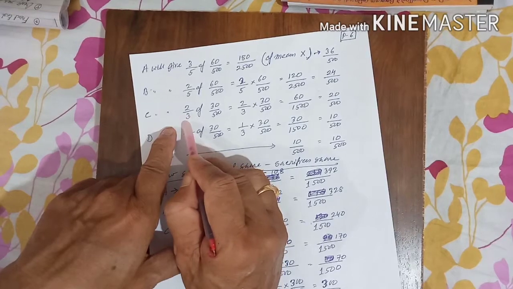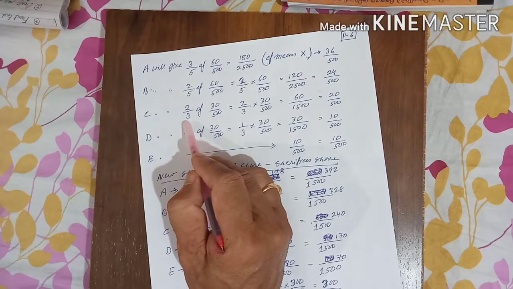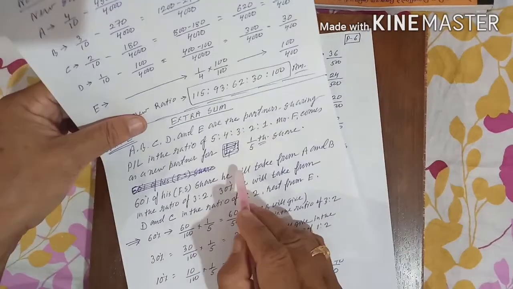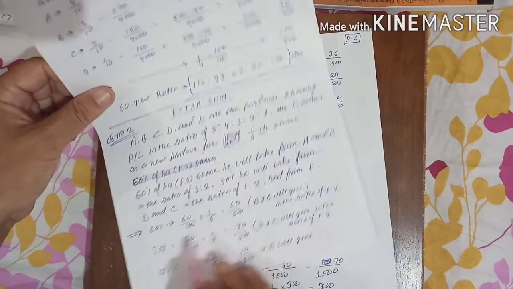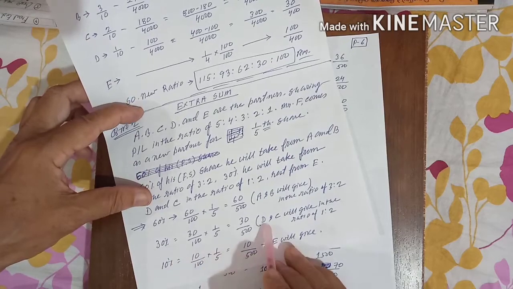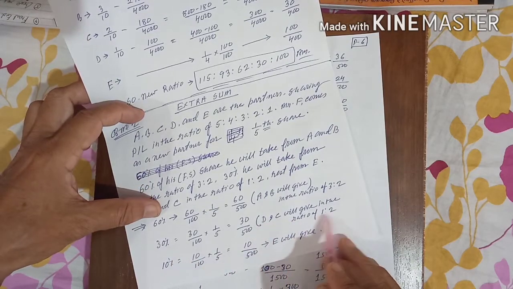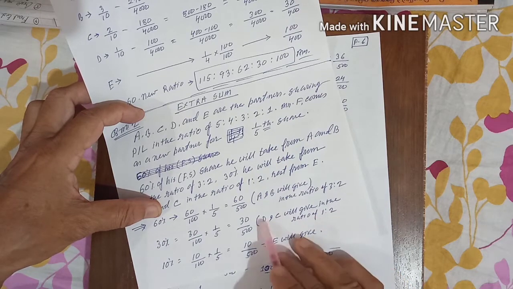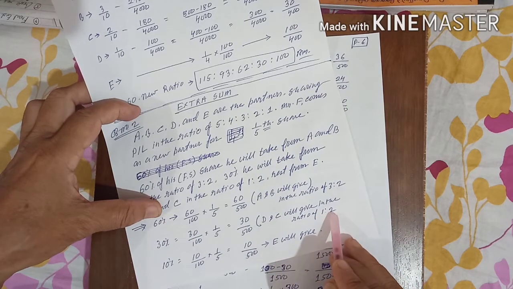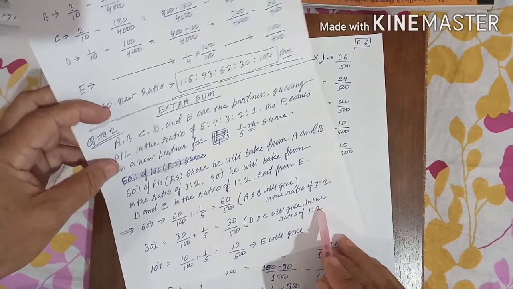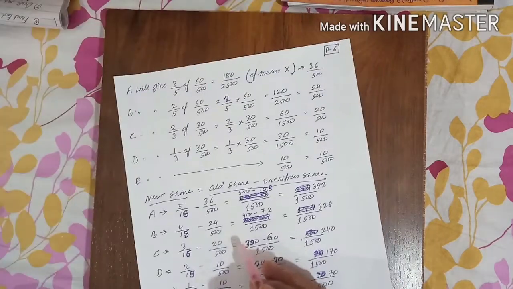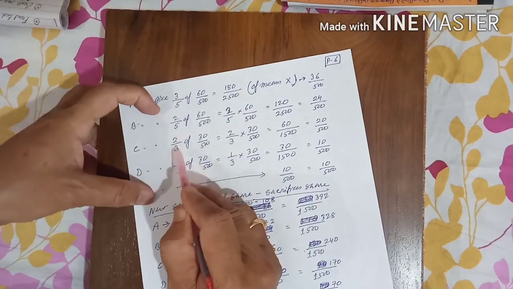Now Mr. C, how much is C giving? It is said that D and C share in the ratio 1:2. That means C is giving 2 part of 3 part and D is giving 1 part of 3 part. So C is giving 2 part of 3 part of 30 by 500.